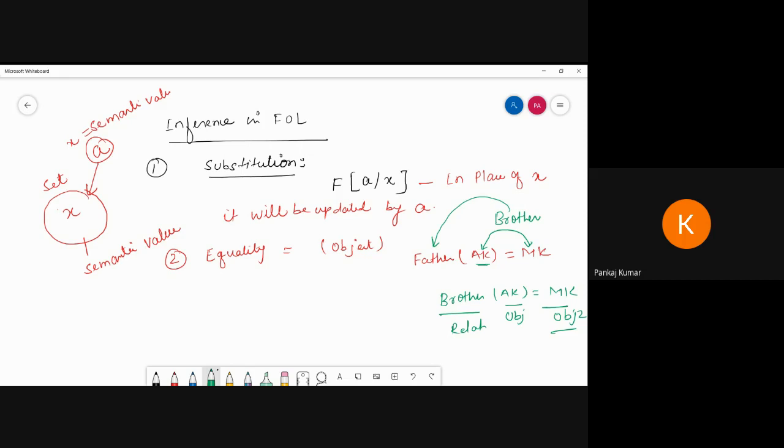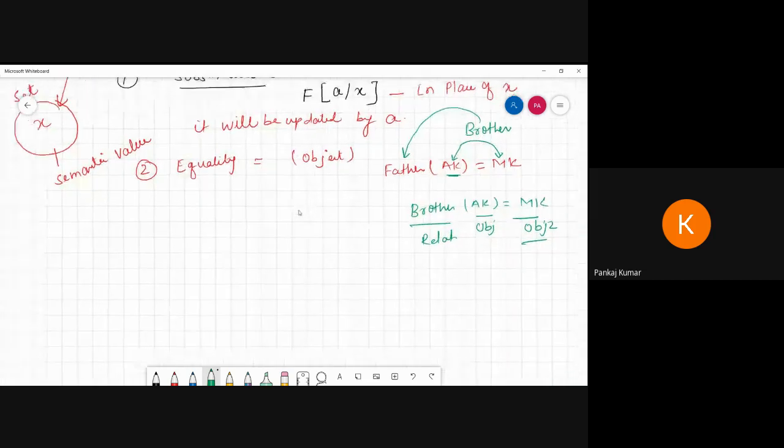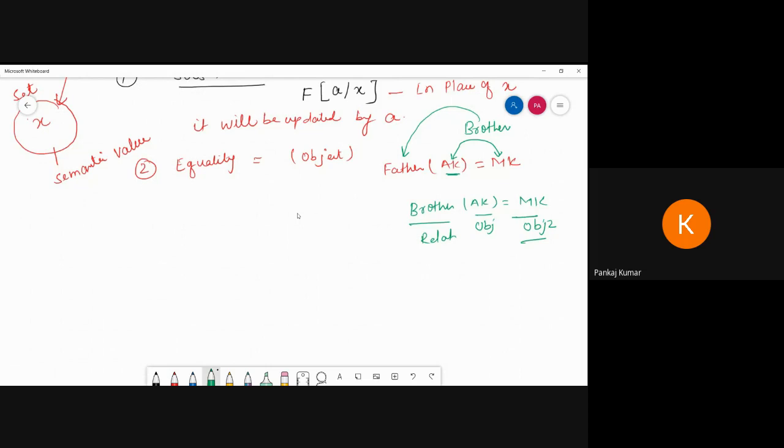So, substitution, equality, then we have to find out some other inference rules. The first one is called the universal generalization rule. What is the meaning of generalization? When we talk about the universal, we are talking about the whole world.